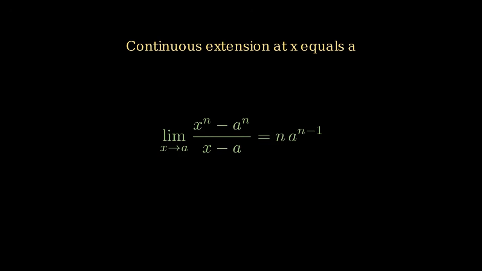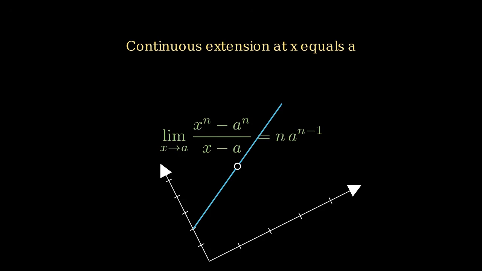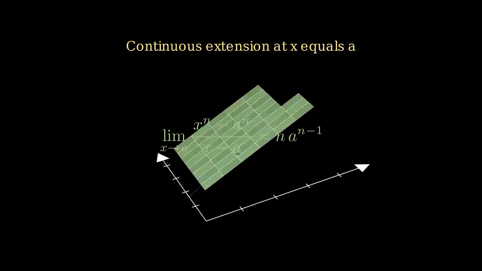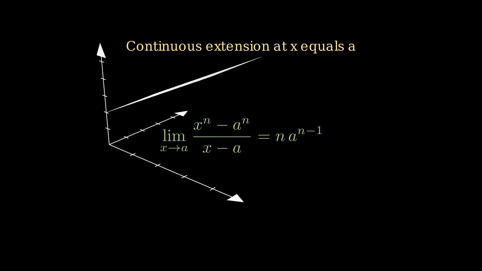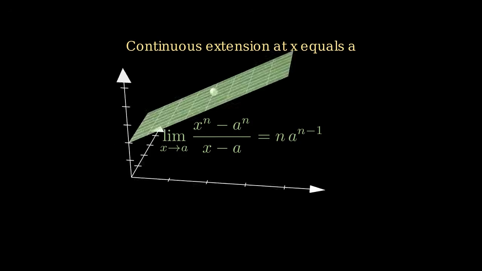This means the original quotient extends continuously to x equals a, taking the specific finite value, n times a to the power n minus 1. On screen, show the punctured curve in 2 dimensions first, then the same surface in 3 dimensions, with the single missing point now filled in smoothly at that value.